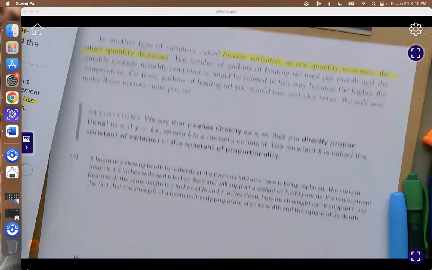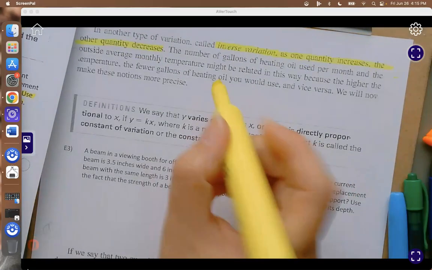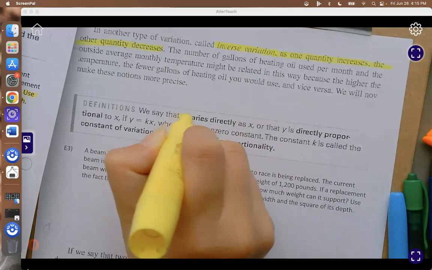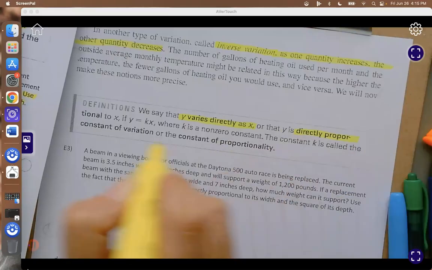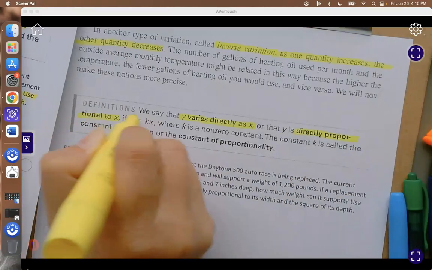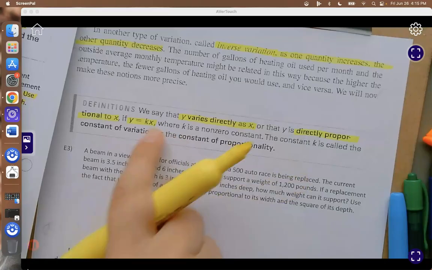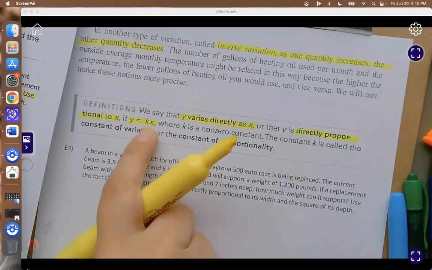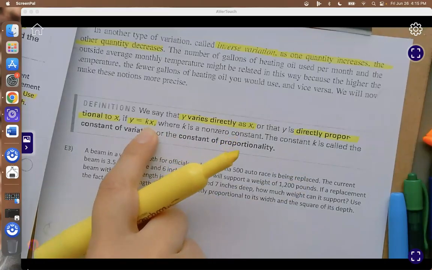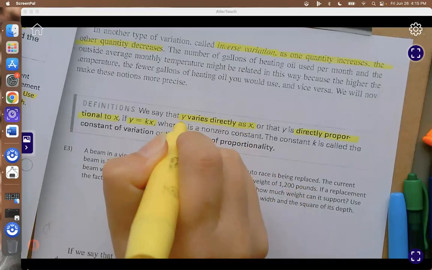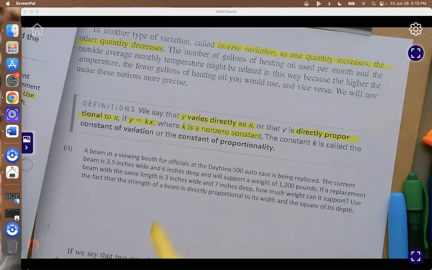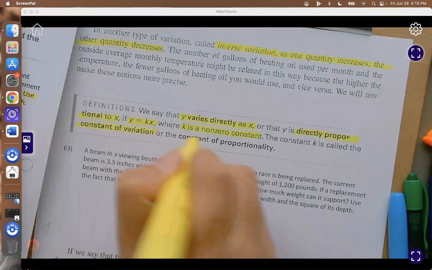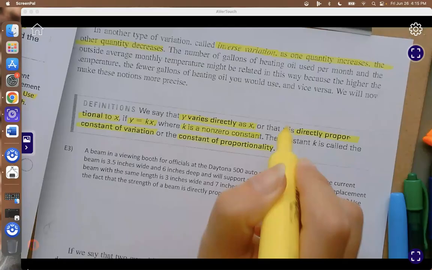Okay, so we say y varies directly as x, and that's directly proportional. And there's always a constant k, the rate at which it's changing. So like that 5 cents a text, or how much it's changing. Okay, the constant k is called the constant of variation or the constant of proportionality. So let's look at this next problem.